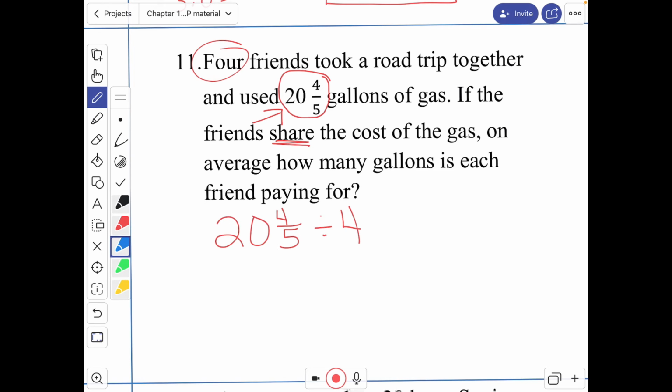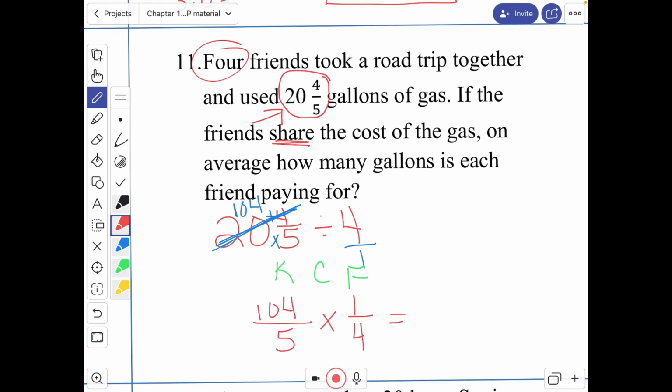Well, we need to change all of those to improper fractions. So we can stick a 1 under the 4. And we have to do Texas on this one. So 5 times 20 makes 100. 100 plus 4, 104. So this is 104 over 5. Then we do keep, change, flip. 104 over 5 times, and flip, 1/4.